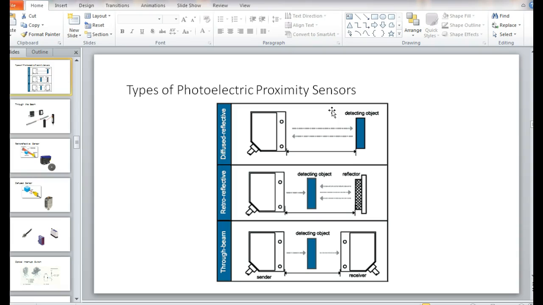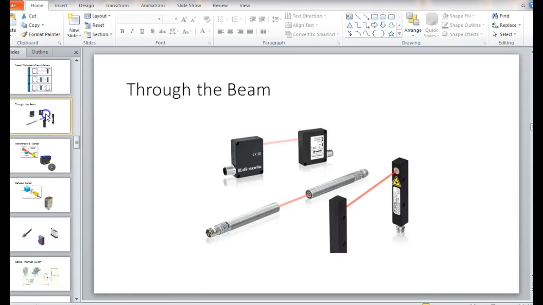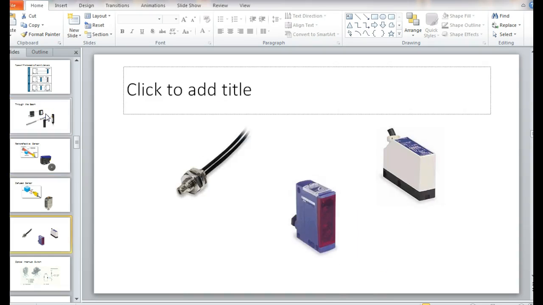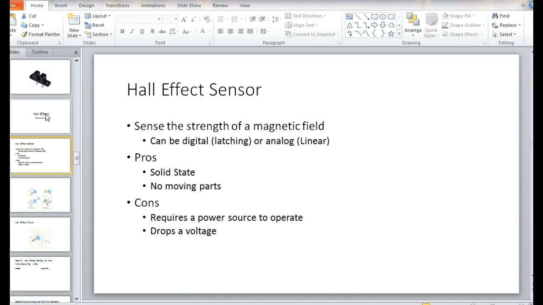So if we have a transmitter and receiver on each side, it's what? It's through the beam. If it's got a reflector on one side, it's a retroreflective. If it don't have a reflector and it don't have a transmitter on the other side, then it's diffused, right? Hall effect, everybody okay there?